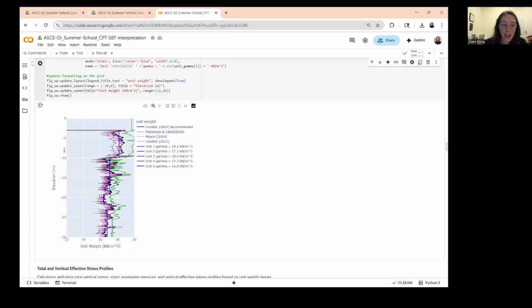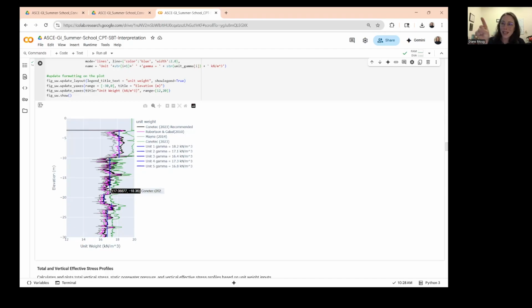So here we see elevation of the CPT profile versus unit weight in kilonewtons per meter cubed, or interpreted unit weight. The 3 different interpretation methods that we showed in the presentation are plotted here, as well as the average of them as recommended in the ConeTech manual, which is shown in the dark black line. And then based on the interpreted unit weight, I've interpreted approximations for different units and their unit weights.